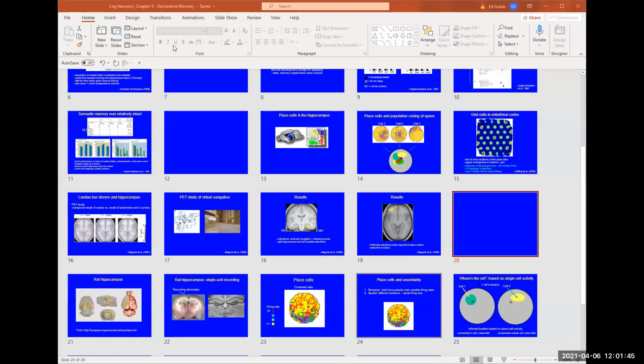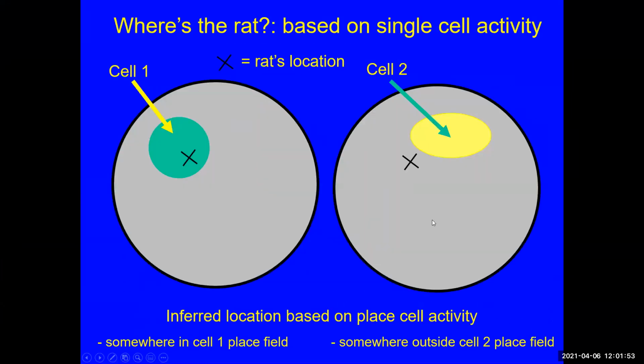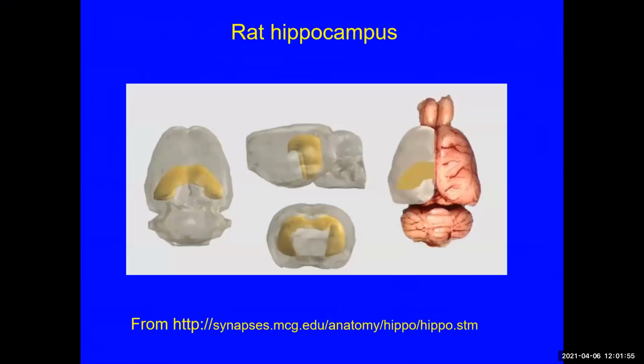So we left off, I believe, talking about the taxi drivers. Here we go. And then we got into a discussion about place cells. So I have a few more slides here, on place cells.